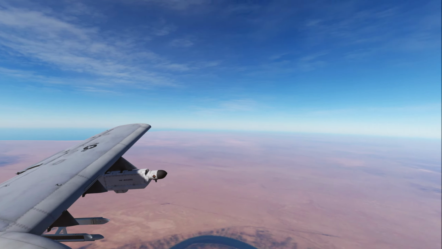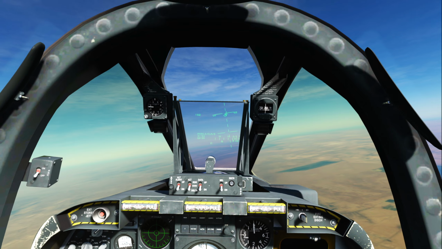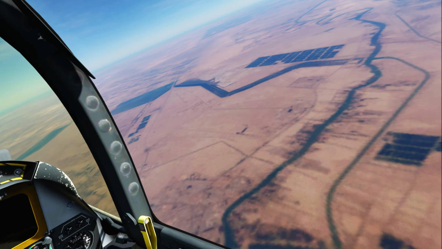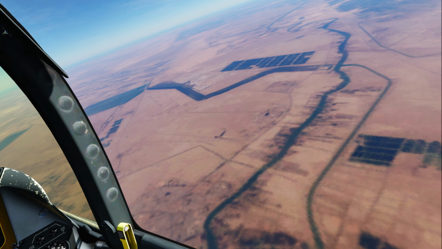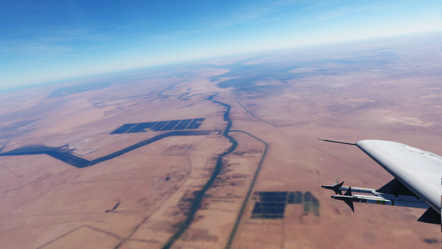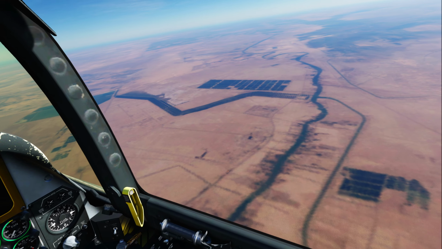So this gives the A-10 a tremendous amount of standoff capability. Not only are the missiles very, very accurate and precise, but they also keep the pilot and the aircraft itself at a very safe distance from the targets, where the bad guys are.